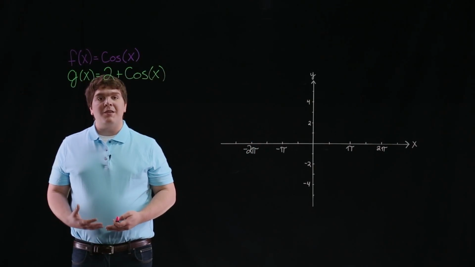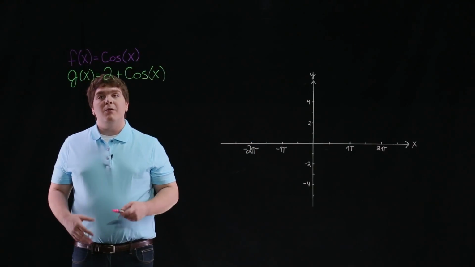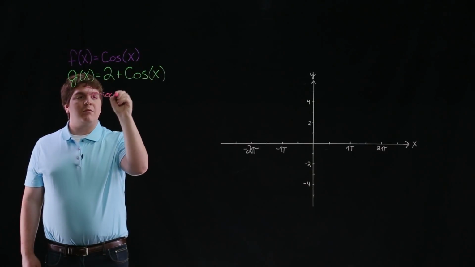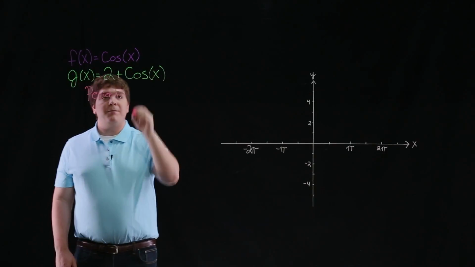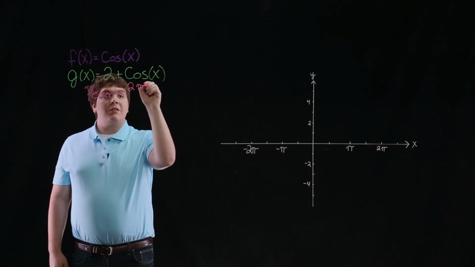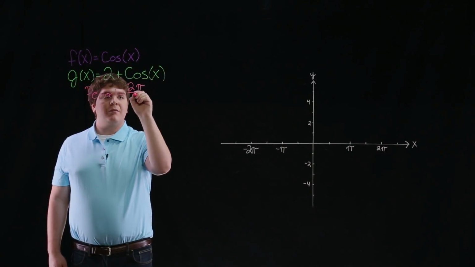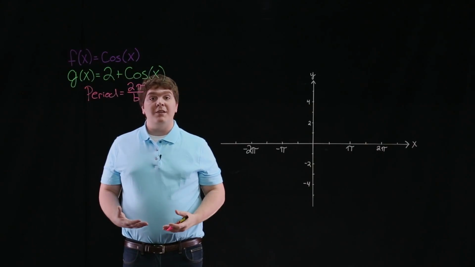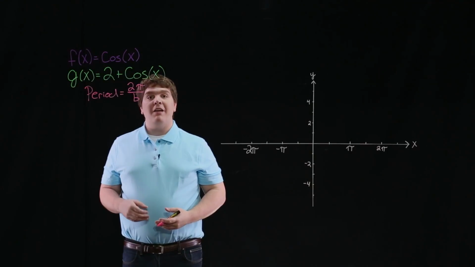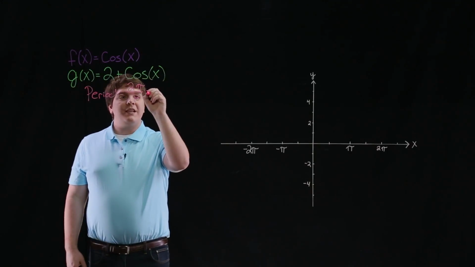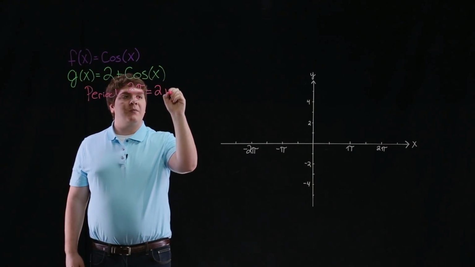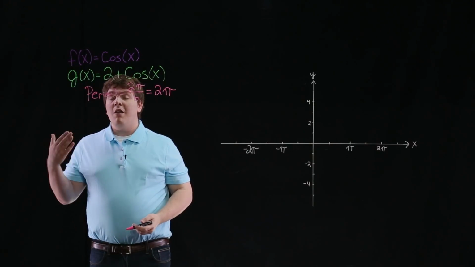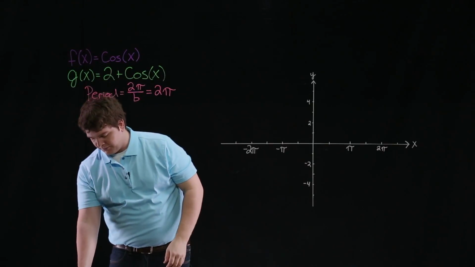Let's begin by thinking about the period of each of these functions. Recall that the period is equal to 2 pi divided by b. And in each of these cases, our b term is 1. So our period for each f of x and g of x is equal to 2 pi. From here, we can find our 5 key points for each of the two functions.